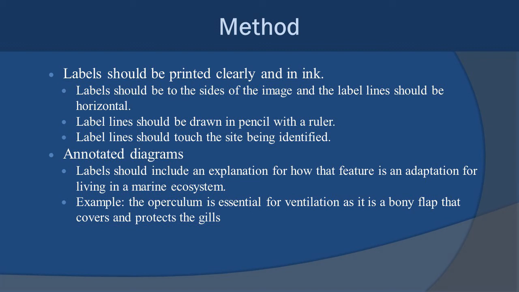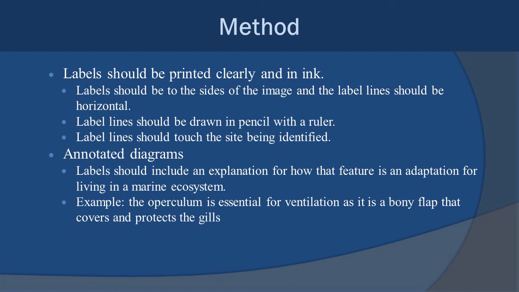Now, labels should be printed clearly and in ink. Labels should be to the side of the image and the label lines should be horizontal. Label lines should be drawn in pencil with a ruler. So you are using a ruler and you are using a pencil. That is different than the actual label itself. When you write out the actual label, pectoral fin, you're going to use pen. Label lines should touch the site being identified. So that line should go all the way to that site that's being identified.